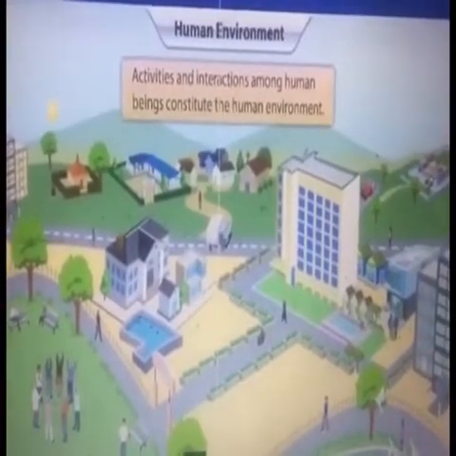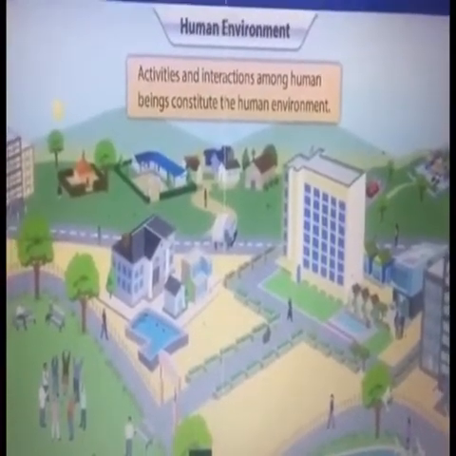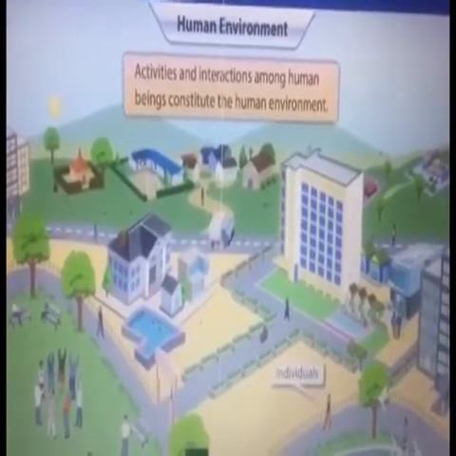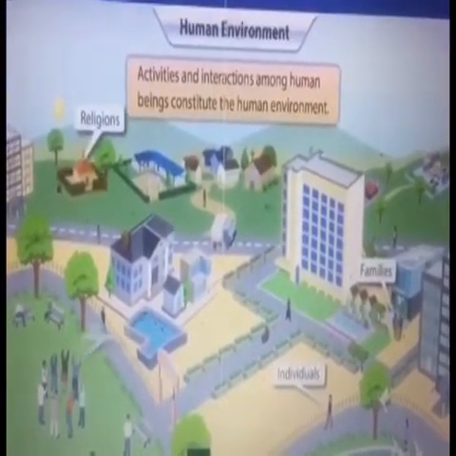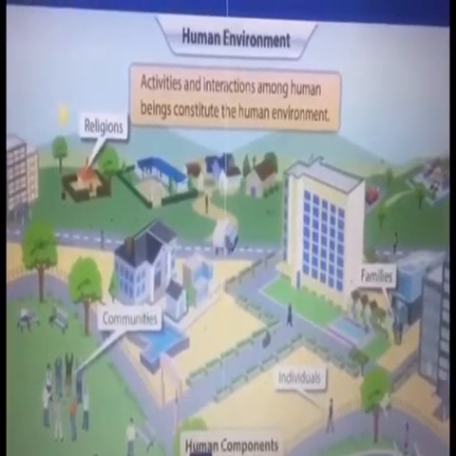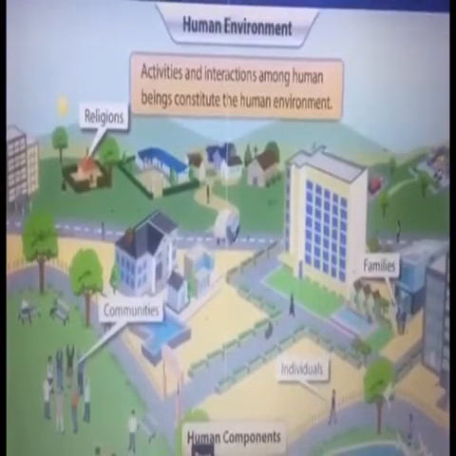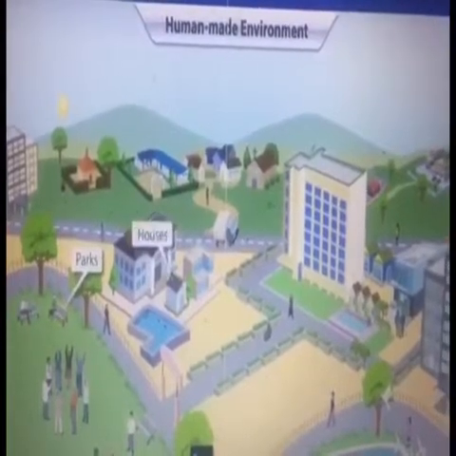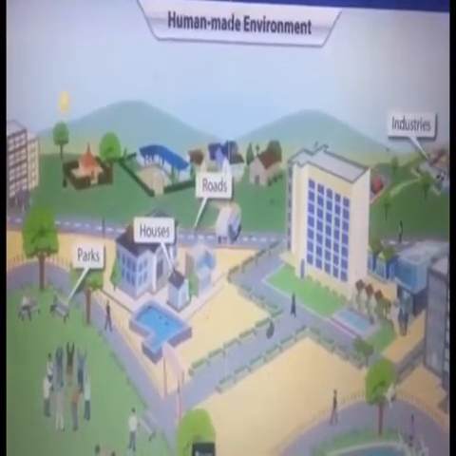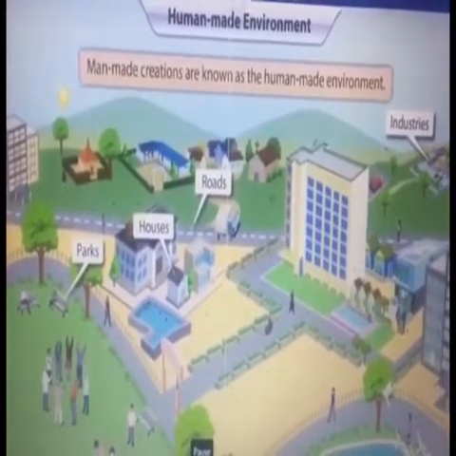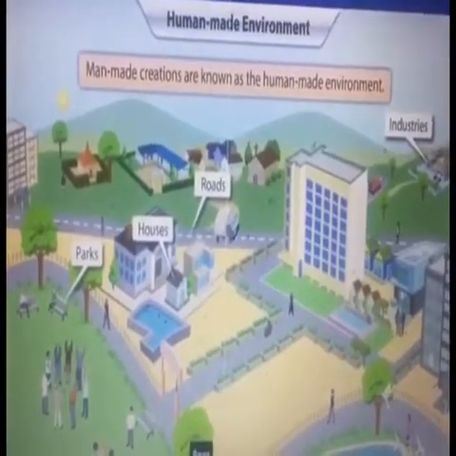The activities and interactions among human beings constitute the human environment. Individuals, family, religion, and community are components of the human environment. Parks, houses, roads, and industries that are built by human beings are called the human-made components of the environment.